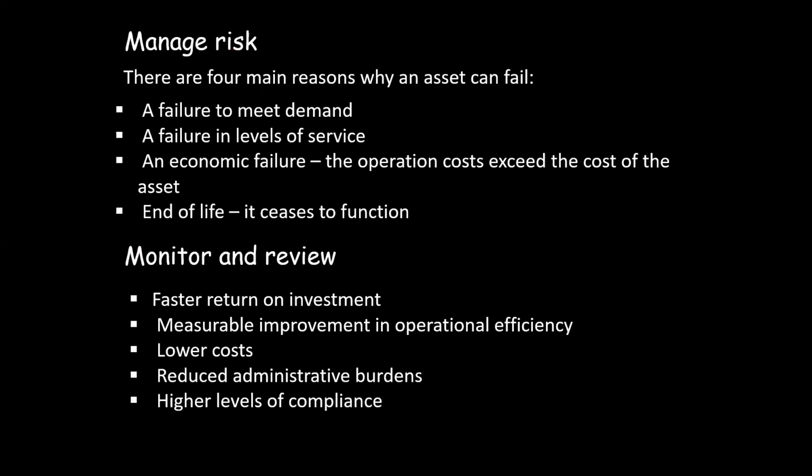The third step is manage risk. There are four main reasons why an asset can fail. The first one, a failure to meet demand. Second, a failure in levels of service. Third, an economic failure, where the operation costs exceed the cost of the asset. And the last one is end of life. It ceases to function. Once this task is complete, the level of risk can then be measured against the impact on the rest of the business. The asset management plan can then prioritize those assets that have a higher detrimental risk to the business so that they can be acted upon first. That is, planning ahead to prevent that failure.